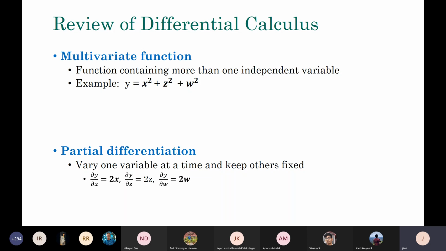So if you have a multivariate function, then you can do partial differentiation with respect to these parameters. So assuming that y is your objective function, you can compute the partial differentiation of that. That means keeping all variables constant, you are considering that only one variable is changing at a time. So you do that.